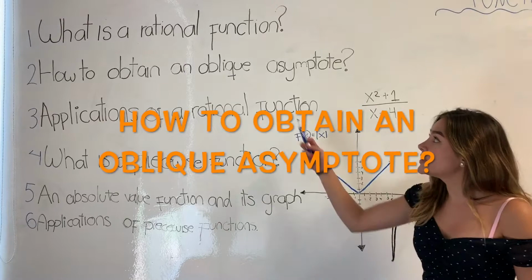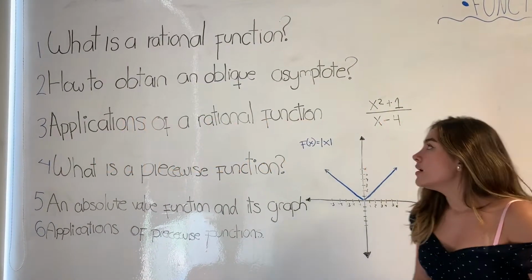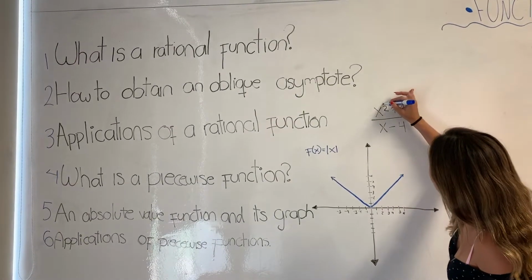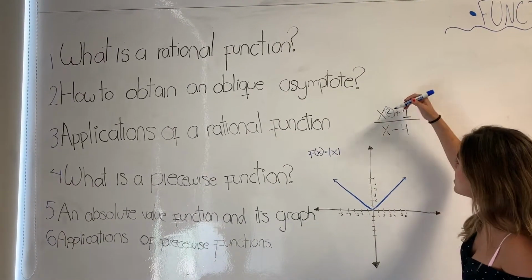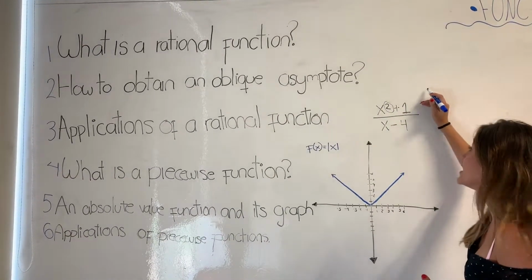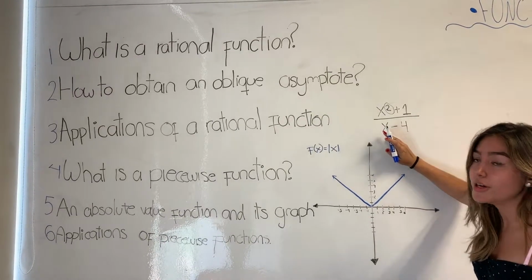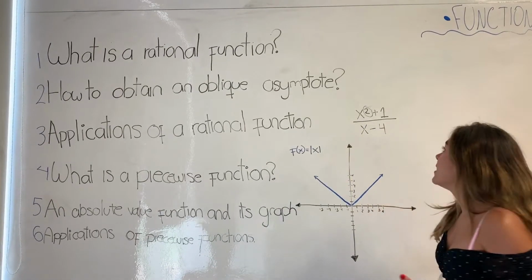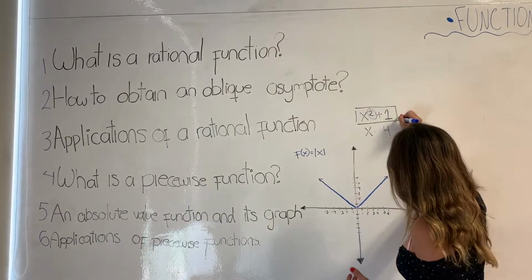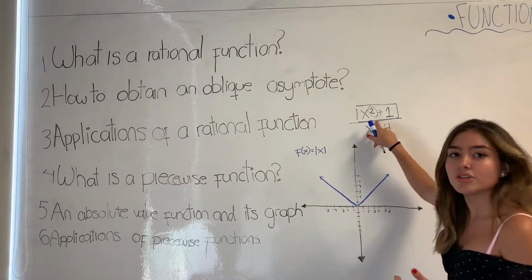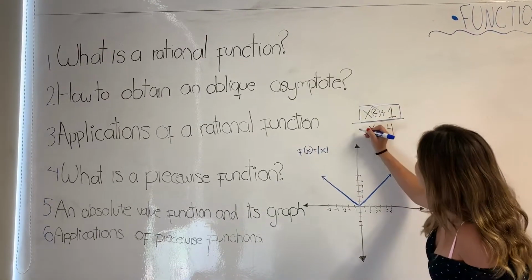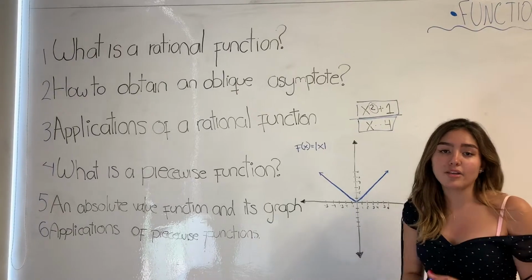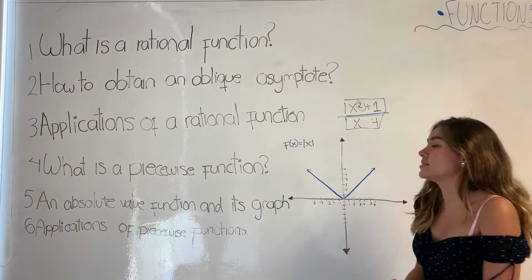How to obtain an oblique or slant asymptote. This happens when the degree of the polynomial in the numerator is higher than the degree in the denominator. In this case, you obtain it by dividing the full equation in the numerator by the one in the denominator. You have to fully divide it, either by long division or by synthetic division.